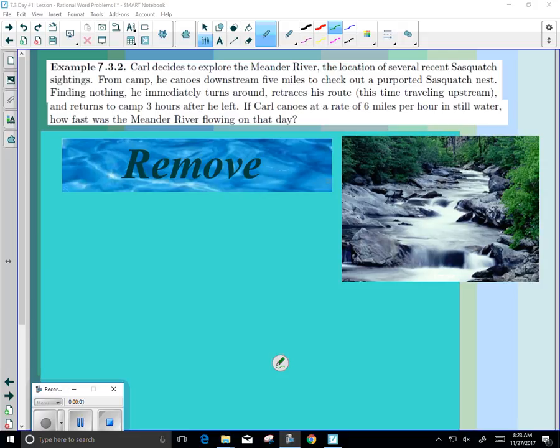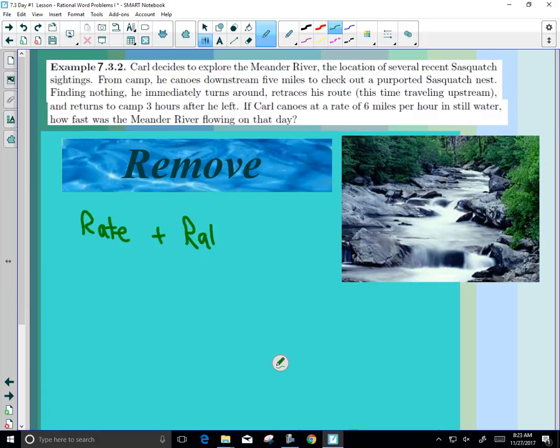You should be able to do these river problems for two reasons. One is if you took physics, this probably seemed like unbelievably hard. But if we think of this rate plus rate equals rate, you can solve anything. You can solve anything. And here we go.